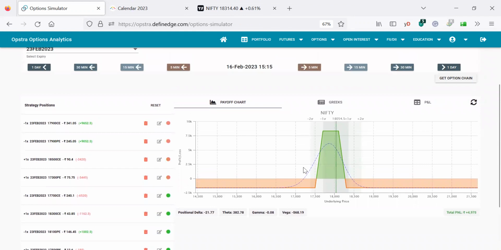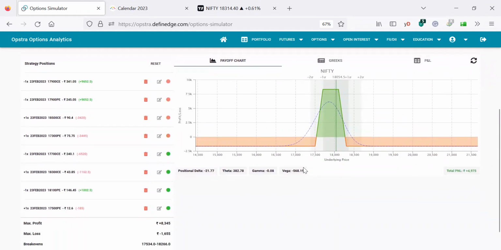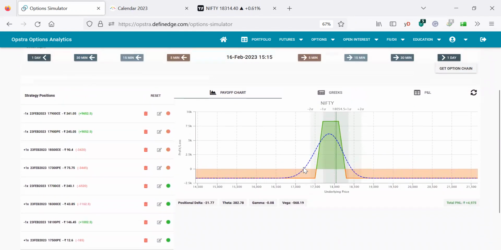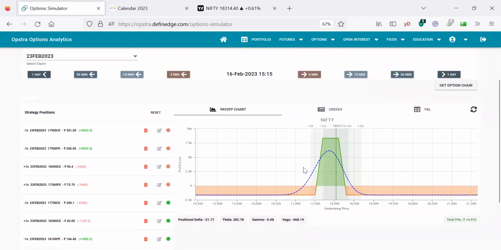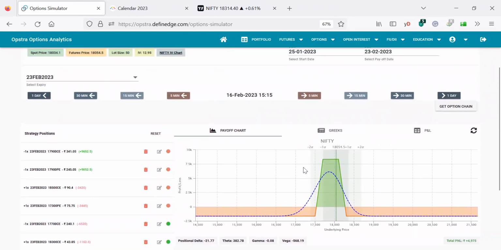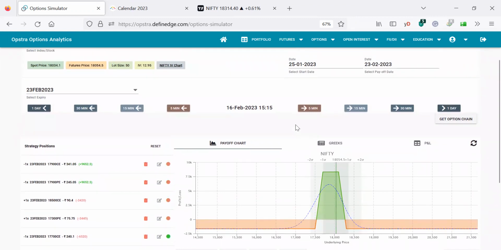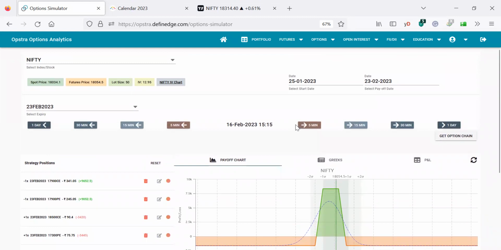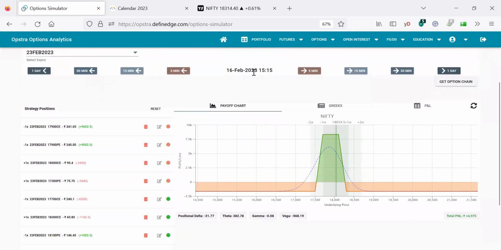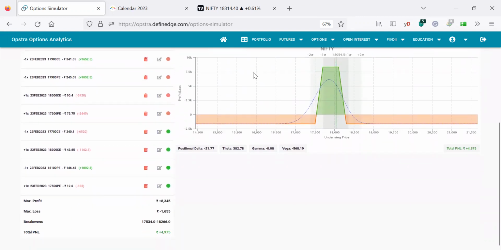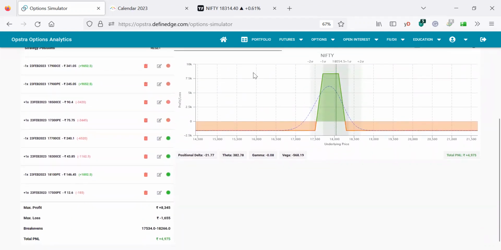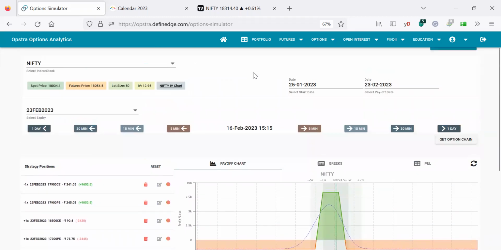So this is how we have to adjust the iron fly. There are different ways to adjust the iron fly. This is the one adjustment I have shown you. There are different videos I'll be making on iron fly adjustments, like iron condor, butterfly, so many strategies. So this is all about the iron fly. So let us end here.